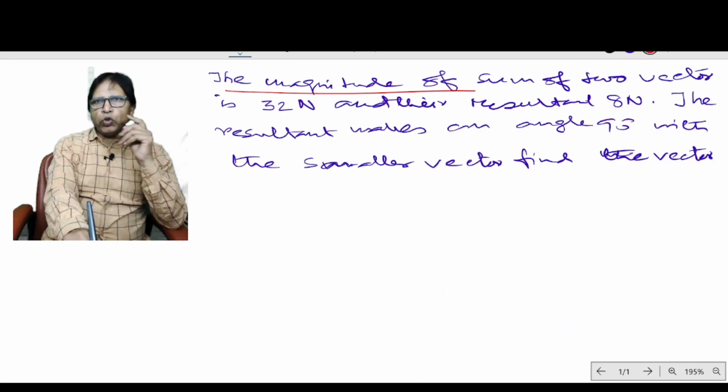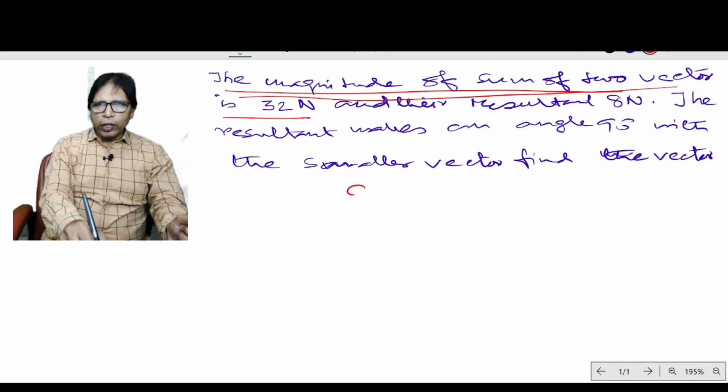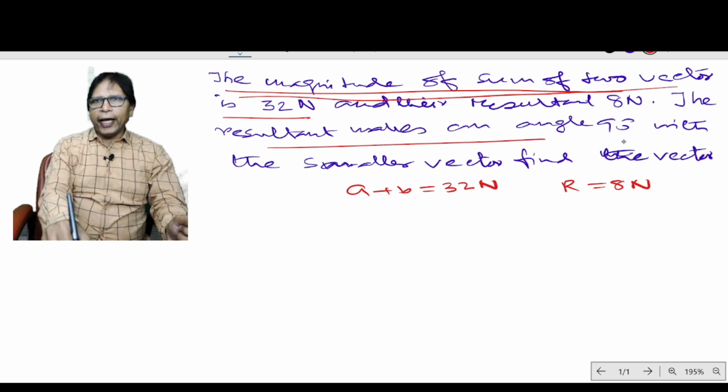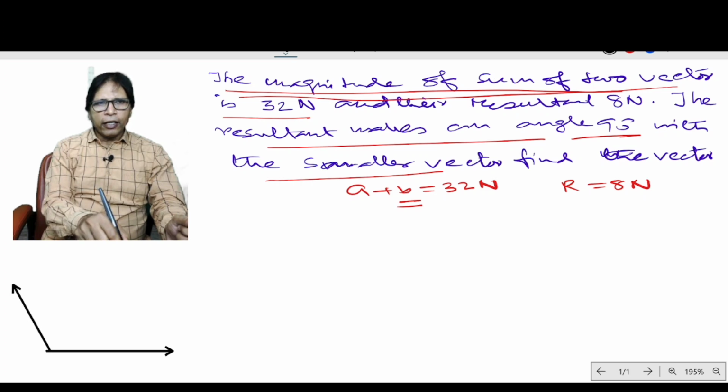look at this. The magnitude of the sum of two vectors is 32 Newton. Suppose A and B are the two vectors, so A + B = 32. Okay, and the resultant is 8 Newton, R = 8 Newton. And the resultant makes an angle of 90 degrees with the smaller vector. Suppose B is the smaller vector. This is the A vector. This is the B vector. And look at this, this is the resultant vector.